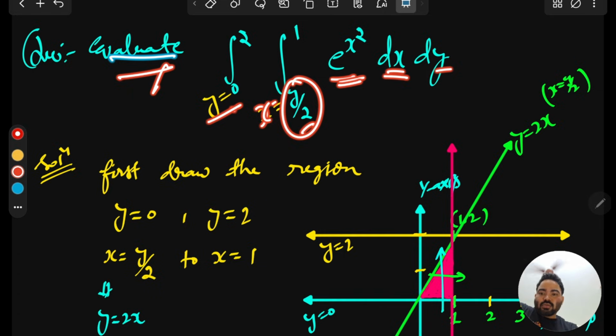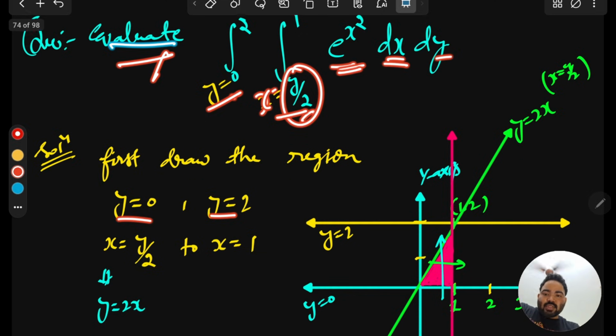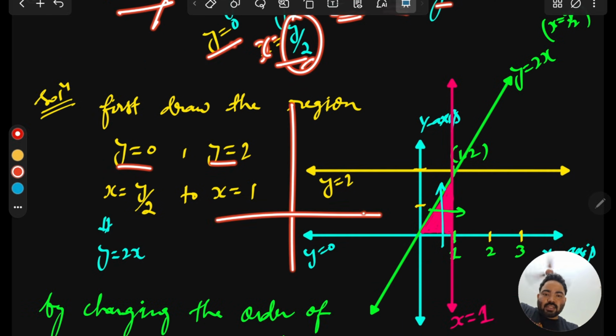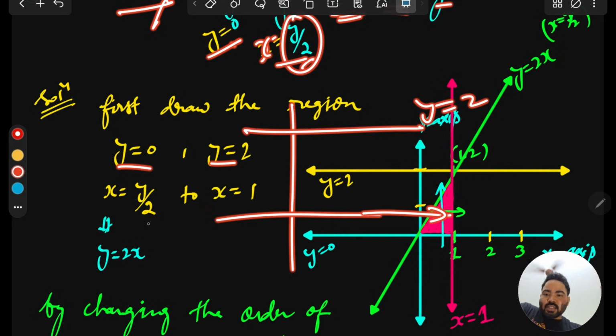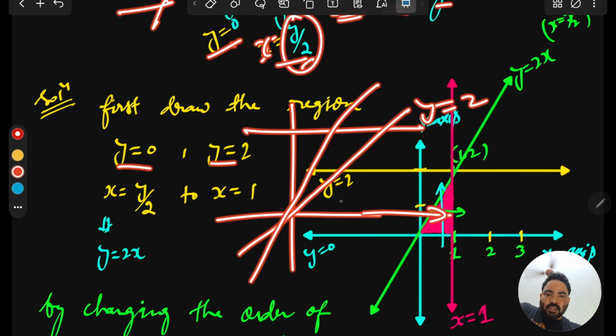Your y is 0 to 2, and x is y by 2 to 1. So you can say x equal to y by 2, that is y equal to 2x. See, y equal to 0 means the x-axis, and y equal to 2 means a line at distance 2. This is the line y equal to 2, and after that y equal to 2x. If this is the y equal to x line, then y equal to 2x will be like this, and x equal to 1 means one unit distance. So if you notice, this is the region.